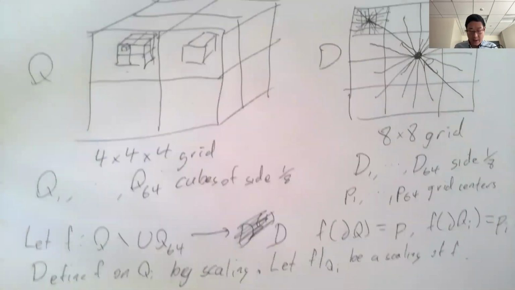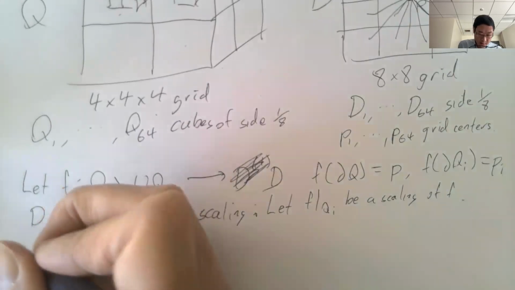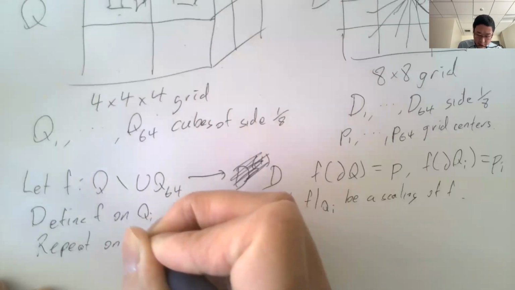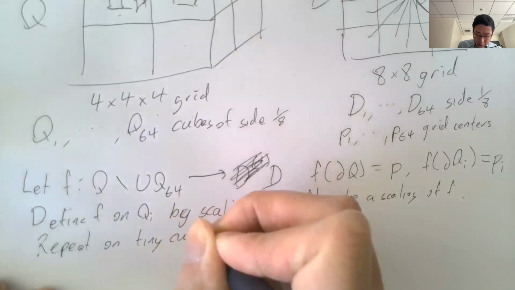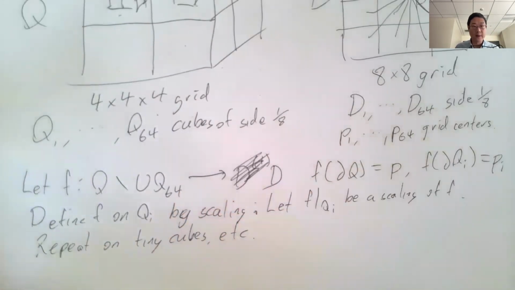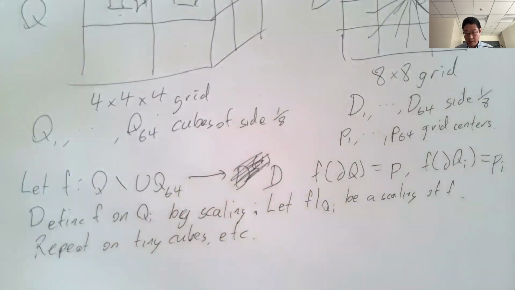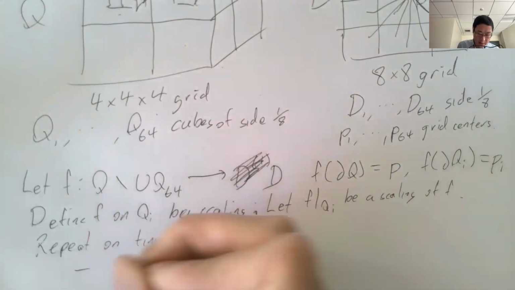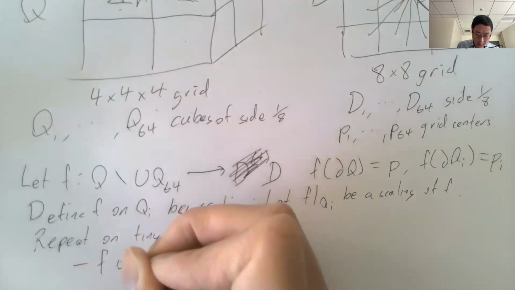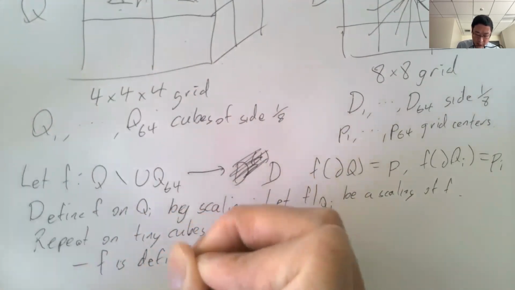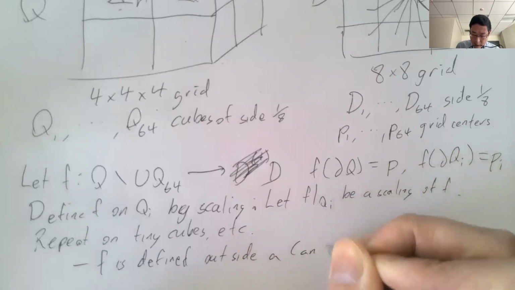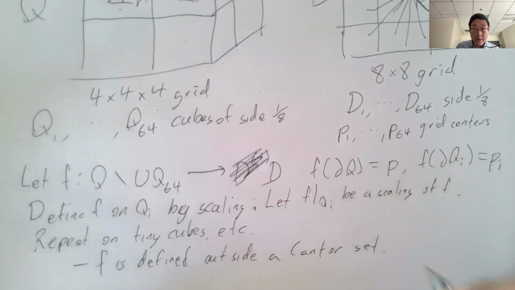So we can do this again and again. Repeat on tiny cubes and so on and so forth to define a map on this big cube minus a collection of smaller and smaller cubes. This defines F. F is defined outside a Cantor set at the end of this construction.